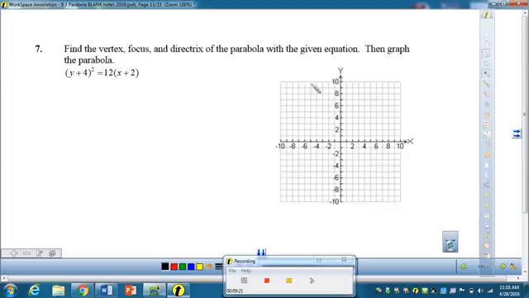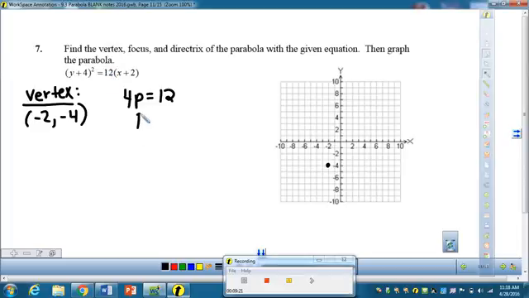So let's try one where the vertex is not centered at 0, 0. For the x value of the vertex, we want to look at the number that's in the quantity with the x, so that's positive 2. We're going to turn it to negative 2. The y value of our vertex is negative 4. So let's plot our vertex. 4p is 12. That's still that 12 out in front, and so p is 3.